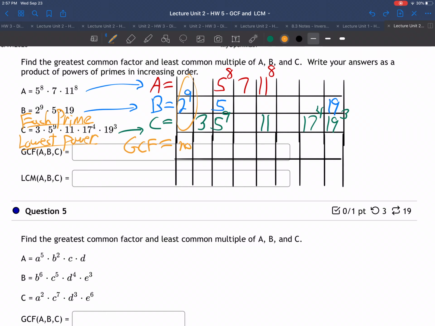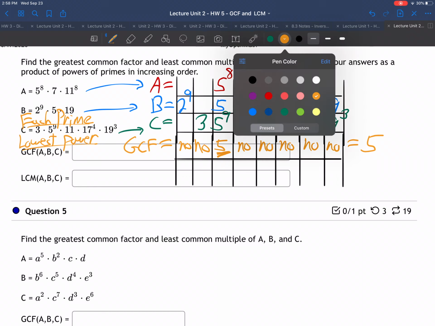So, none. What about 3's? None, because again, A and B have no 3's. How about 5's? The lowest power is that single 5 right there, right? How about 7's? None. How about 11's? None, because he has none. How about 13's? None. 17's? None. 19's? None. So what is it? It's just 5. 5 is the only one left. When we took the lowest power for each prime, most of them, it was none.